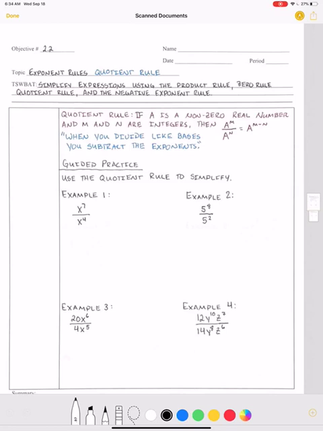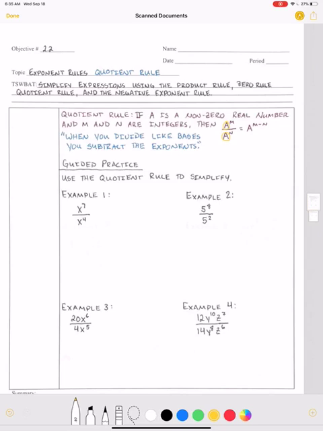In this case, a's are the bases. Since these are the same, they're like bases, that means we can take the exponents and subtract them. We have some examples we're going to be going over today. We'll start off with example 1. We're using the quotient rule to simplify.